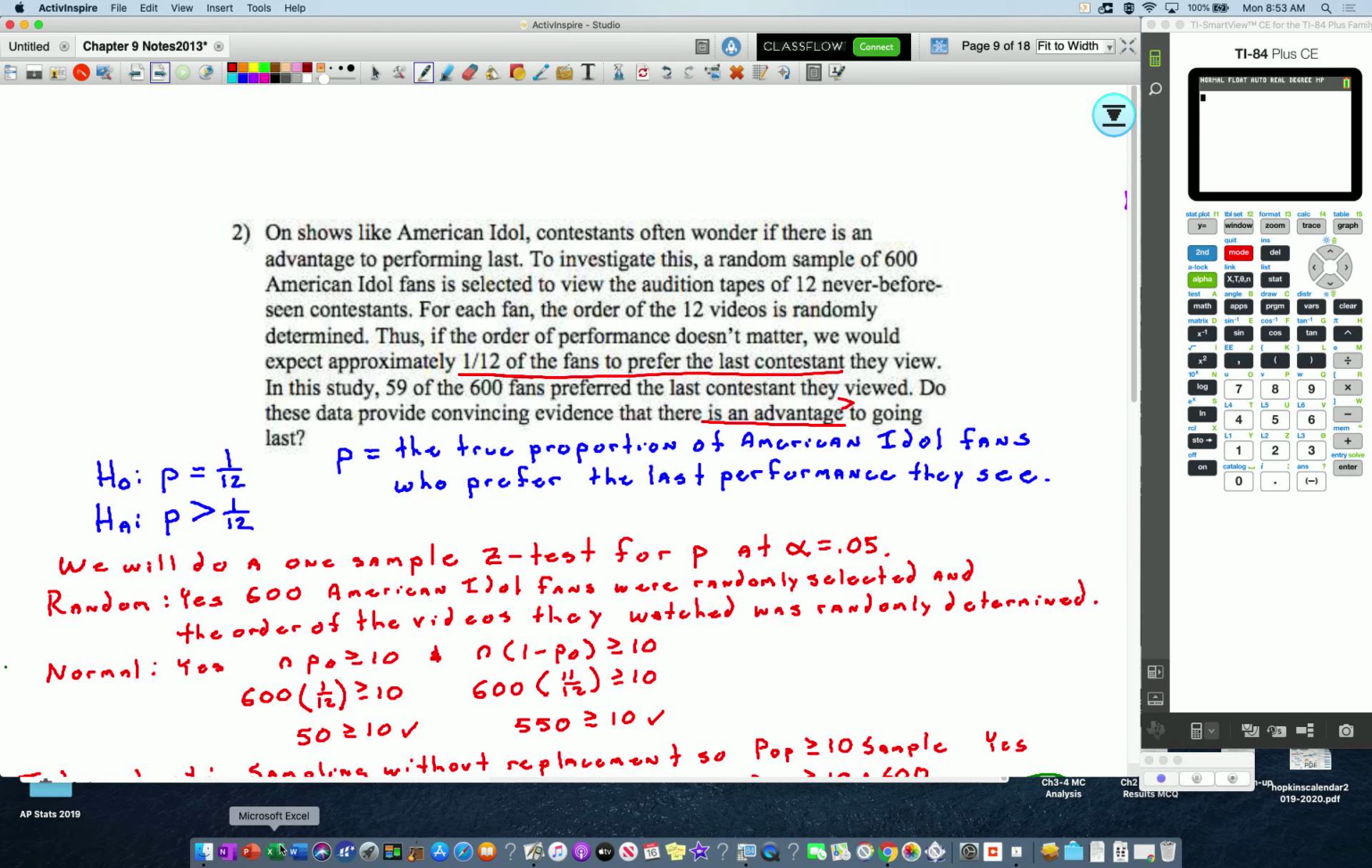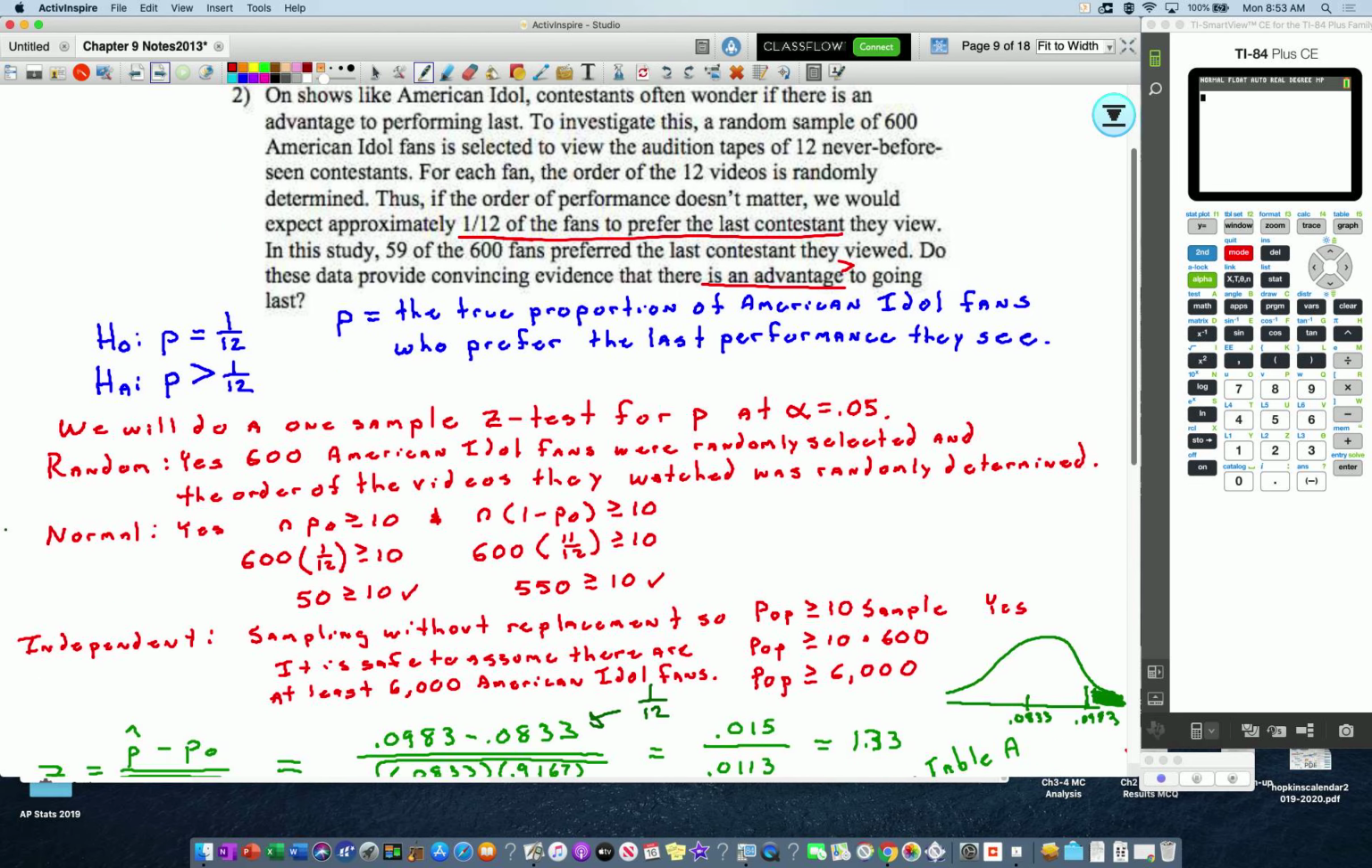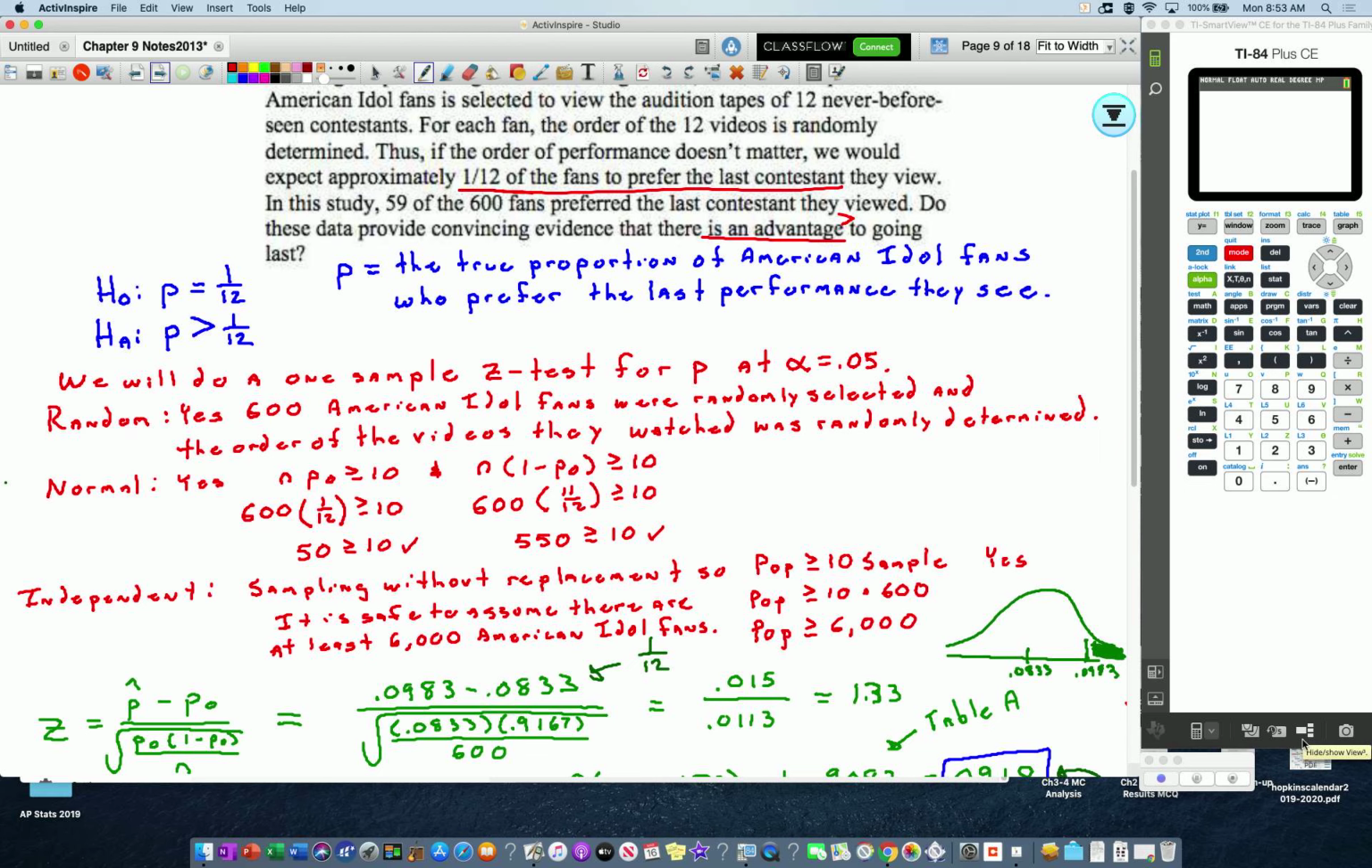All right, now in red comes our plan. So the 4 things we need: state the test, exactly a repeat of what we just did. We're going to do a 1 sample z test for a sample proportion at the 5% significance level. We go through random, normal, independent. So yes, 600 American Idol fans were randomly selected, and not only that, but I'm going to note that the videos they watched were also randomly determined.